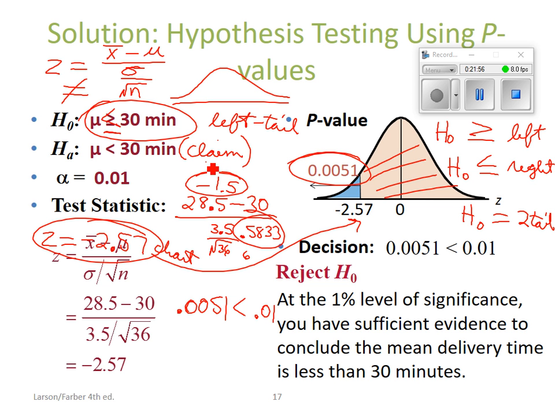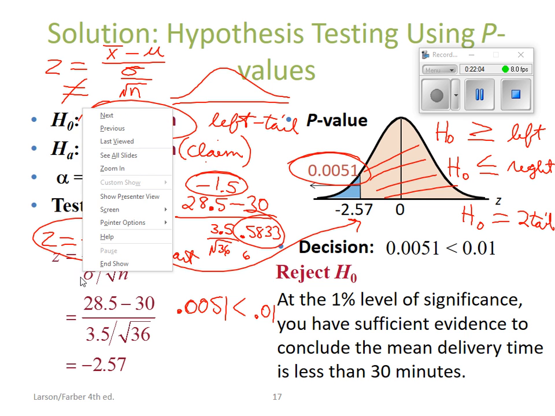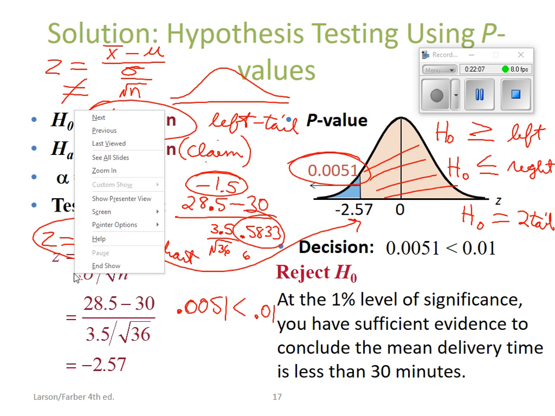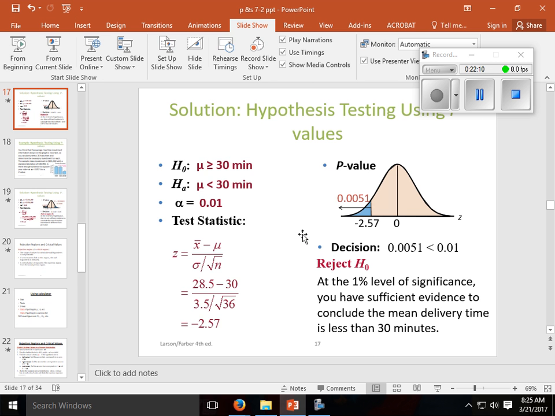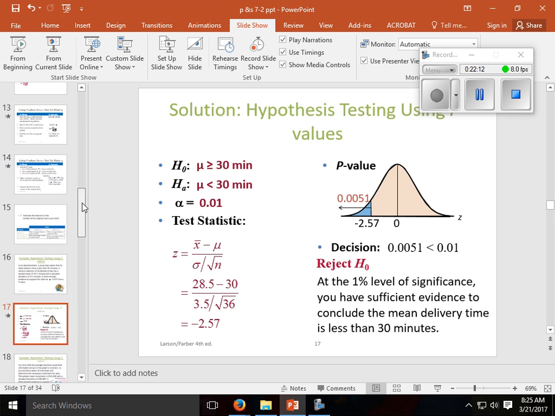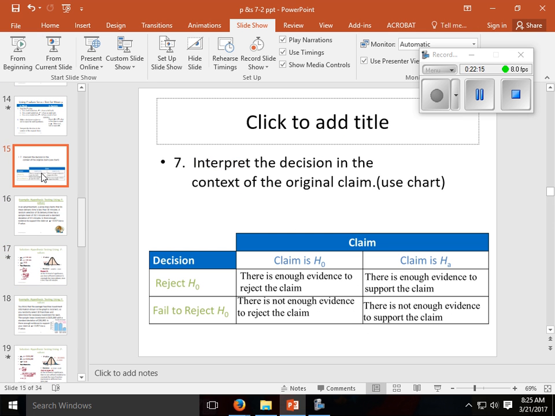So this time, we're rejecting the null, but are we rejecting their claim? No, we're agreeing with their claim. Does that make sense? If we go back to this chart right here, our claim was the alternative hypothesis, and we rejected the null, so that tells us there is enough evidence to support the claim. So the pizza delivery company's claim we can support, that they're going to be less than 30 minutes on the average.